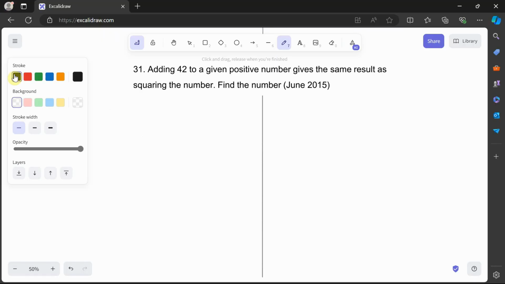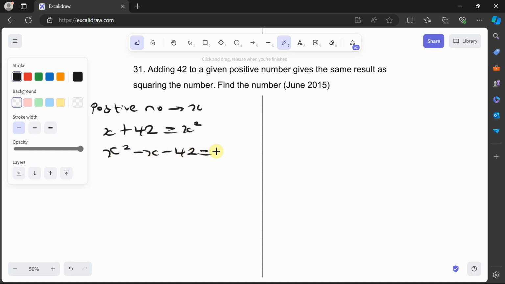So we're adding 42 to a given positive number. Let's say the positive number, remember the number is positive, let's say the positive number is x. So we're adding 42 to a given positive number, so that will be x plus 42. And gives the same results as squaring that number, so it's equal to x squared. So this is basically just saying that we should find x. So if I rearrange it, that will be x squared minus x minus 42 is equal to 0.